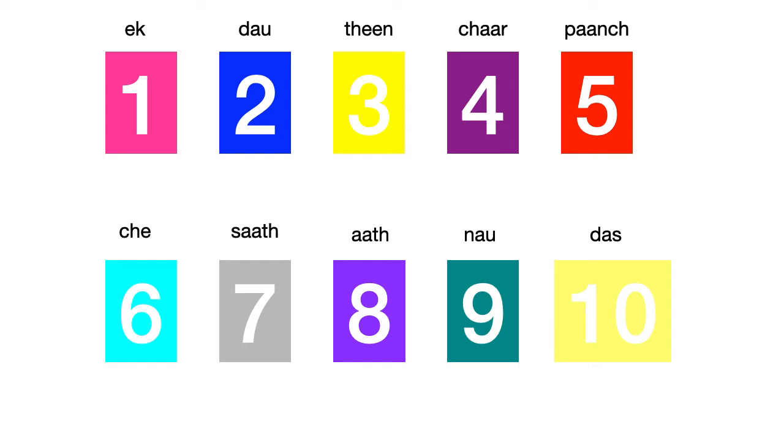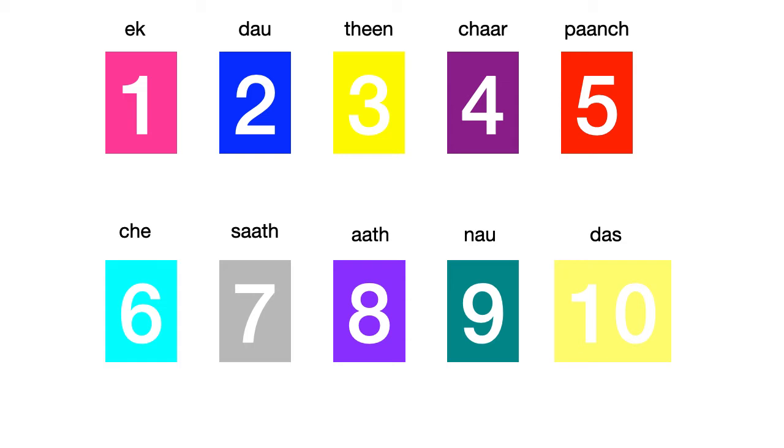Ek is 1, do is 2, teen is 3, char is 4, panch is 5, chhah is 6, saat is 7, aath is 8, nau is 9, das is 10. So if I say it quickly: ek, do, teen, char, panch, chhah, saat, aath, nau, das.